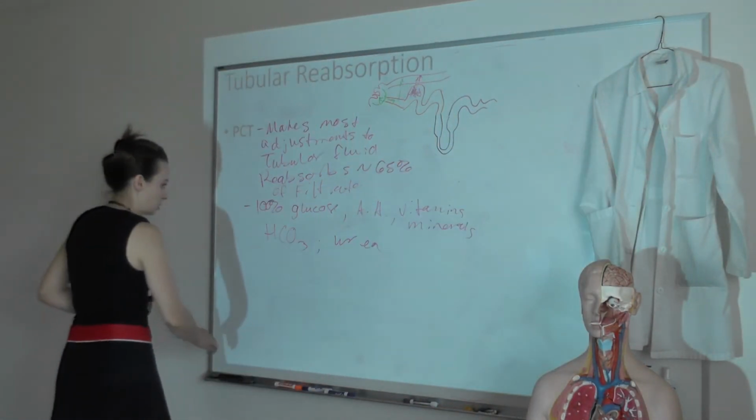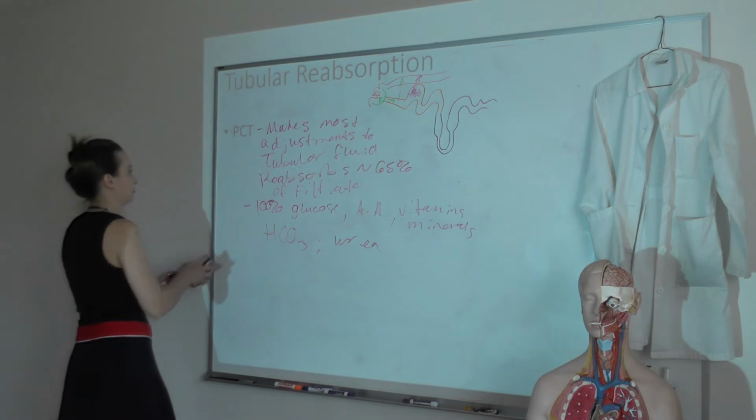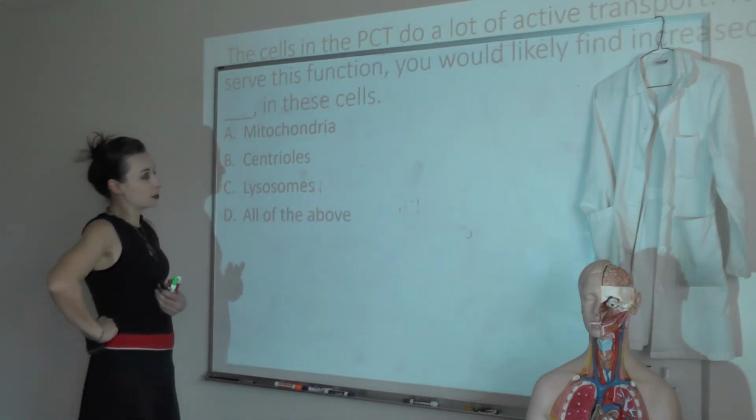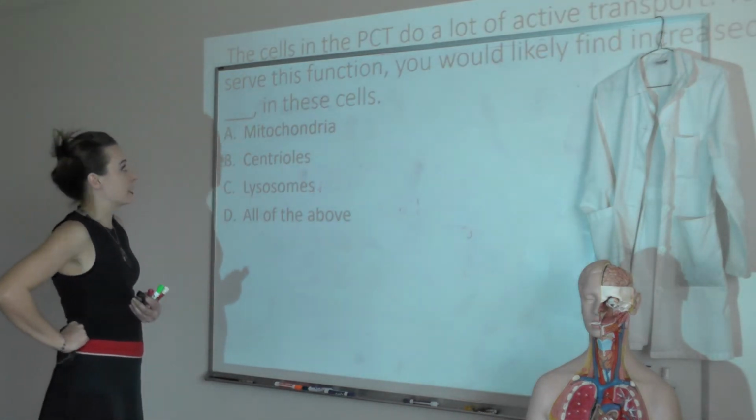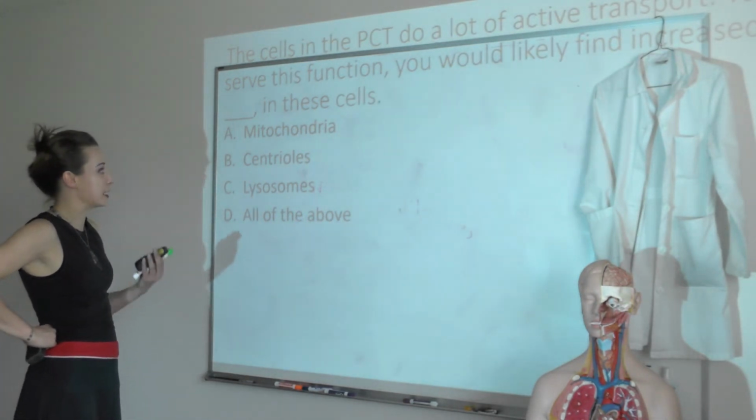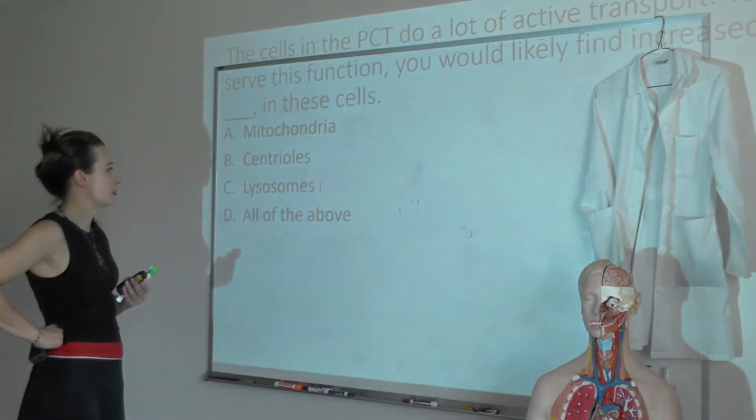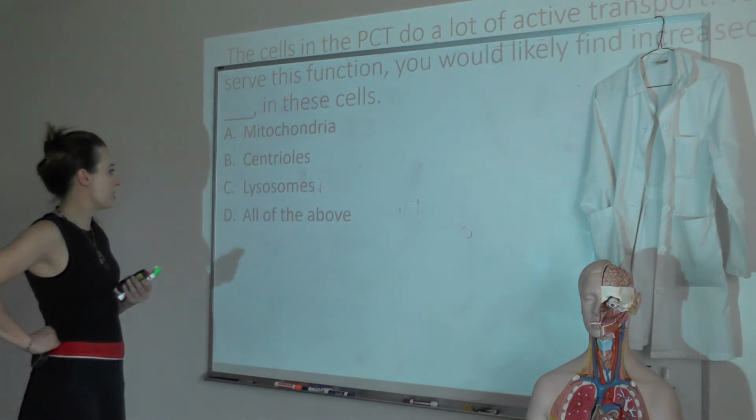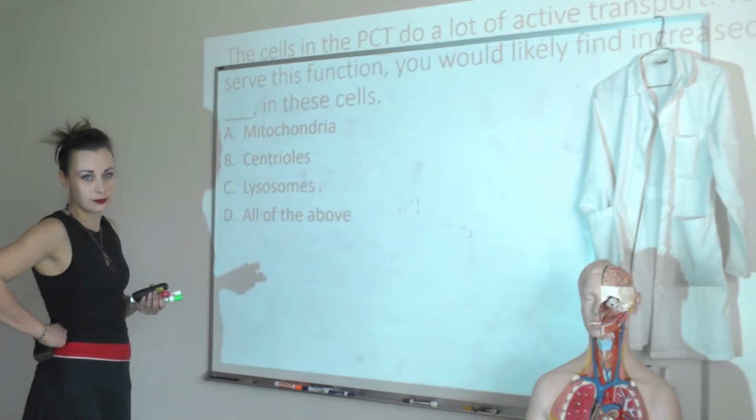Okay, so let me ask you a question. The cells in the proximal convoluted tubule do a lot of active transport. To serve this function, you would likely find increased blank in these cells. A, mitochondria. B, centrioles. C, lysosomes. D, all of the above.